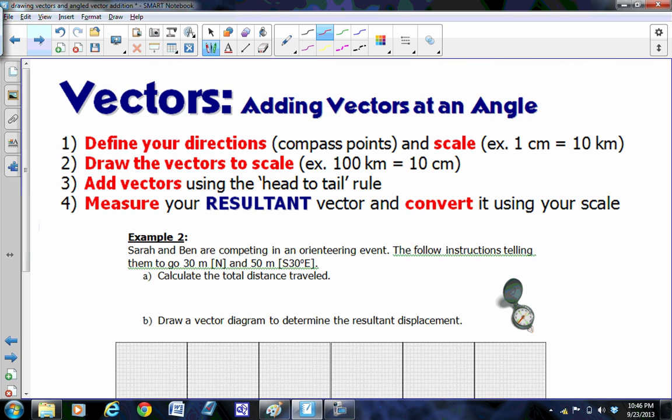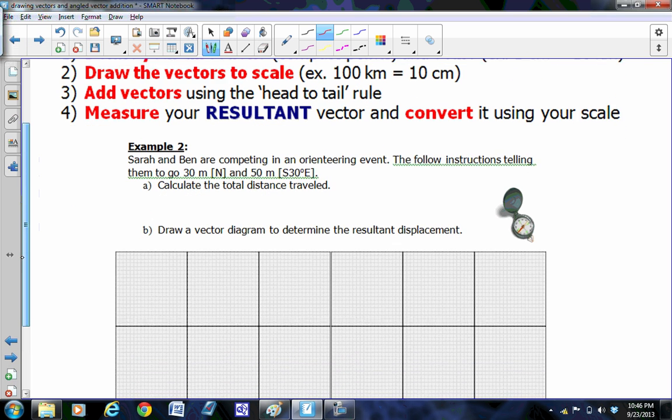Okay, let's do one more example. This is a little bit more complicated here.